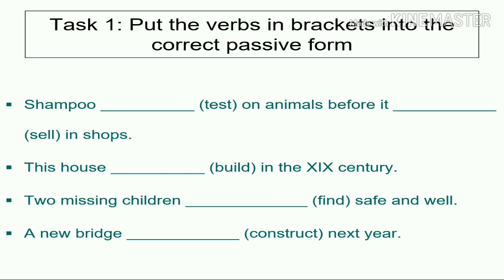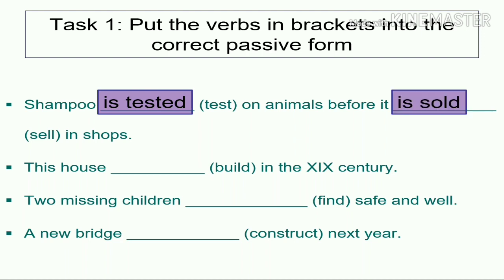Now, can you put the verbs in brackets into the correct passive form? Shampoo, test on animals before it, sell in shops. So these sentences are in the passive voice, so you need to put these verbs in the passive form. Right, so shampoo is tested on animals before it is sold.